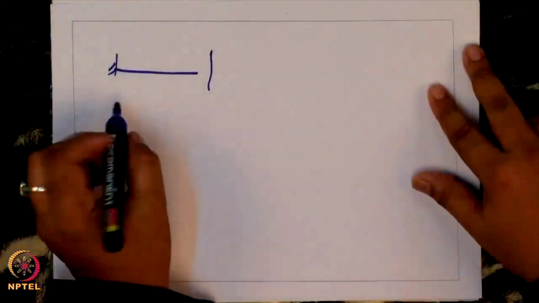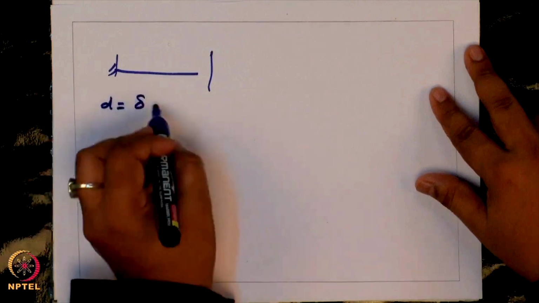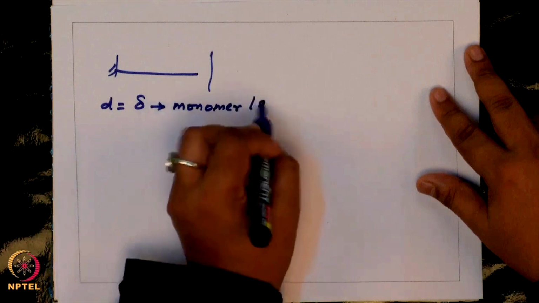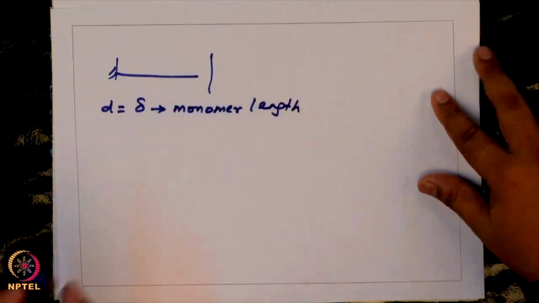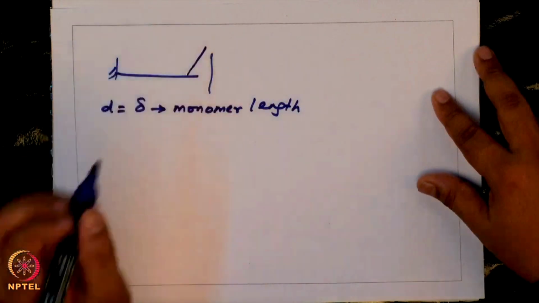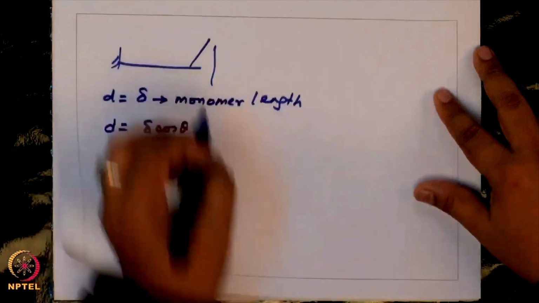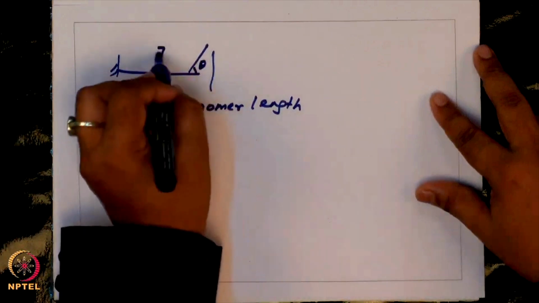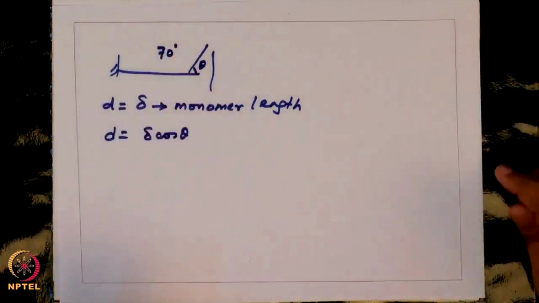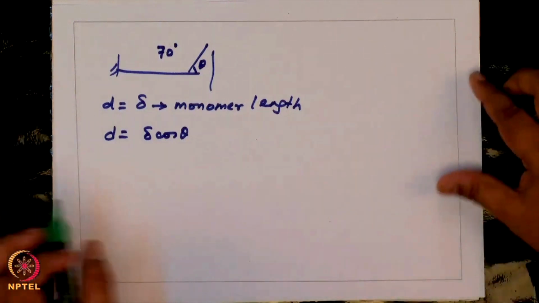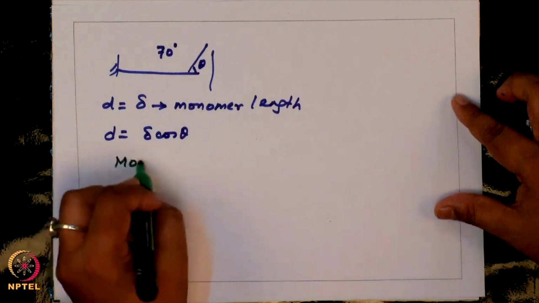So, for the case of a straight filament, let us say your d is nothing but equal to delta, where delta represents the monomer length. But if you have it at an angle, then d is equal to delta cos theta. So, this angle theta is 70 degrees. Okay. So, we want to study the growth of this actin network. For that, we use Monte Carlo simulations.